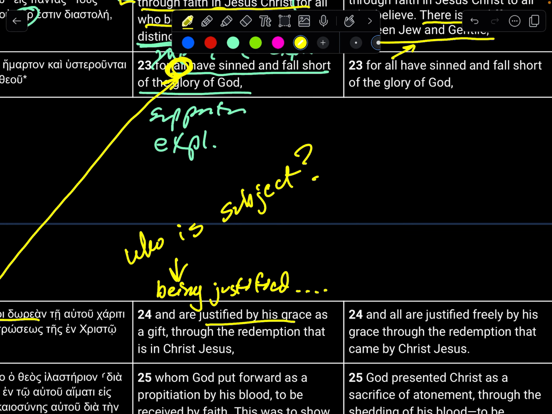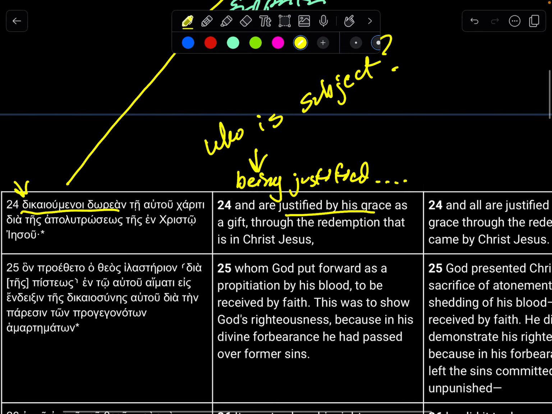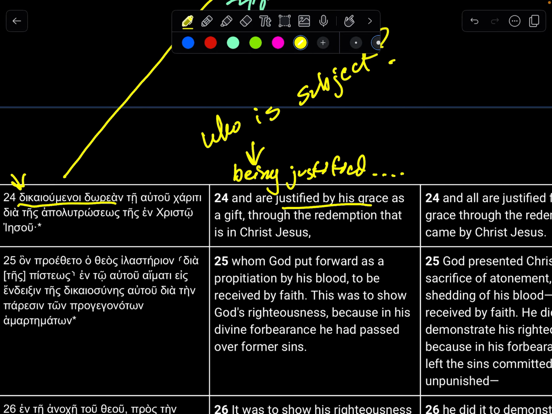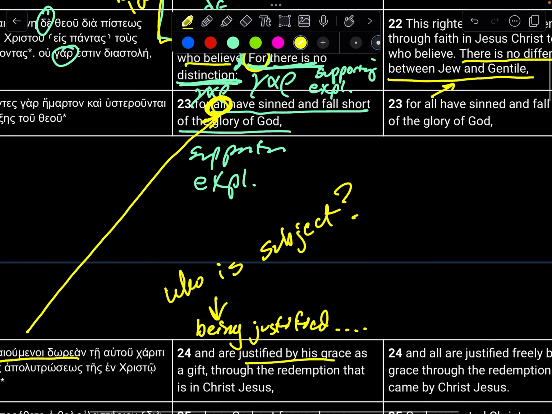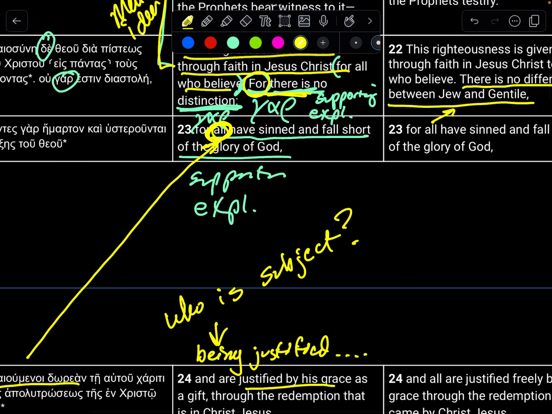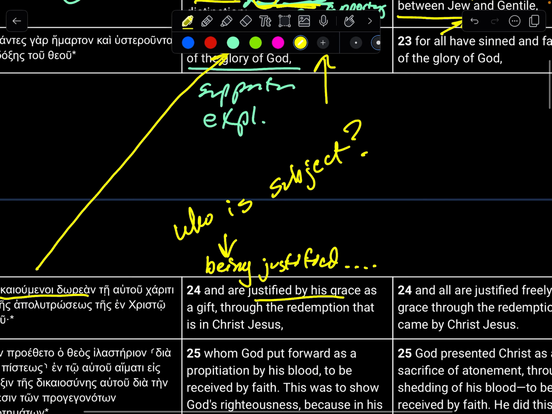It is that Jew and Gentile, all of the Jews and all of the Gentiles that are being justified, are justified by grace as a gift through the redemption that is in Jesus Christ. So in other words, Paul, why is there no distinction? Well, it's because everybody has sinned, both Jew and Gentile. And that is why everybody has this need of being justified by grace as a gift.